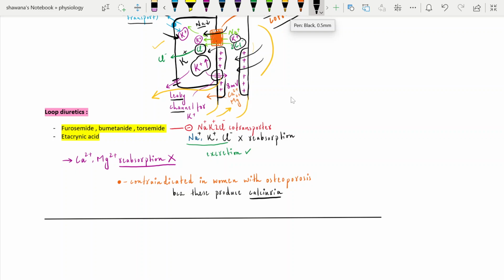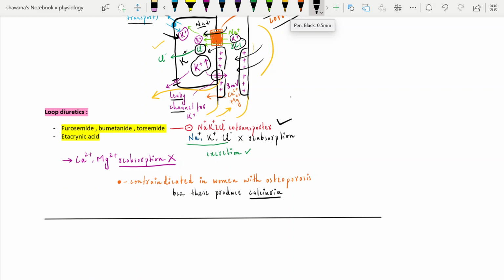The last topic for today's discussion is loop diuretics. Loop diuretics are drugs, for example furosemide, bumetanide, torsemide, and ethacrynic acid. These are used for diuresis purposes. Okay, these block the function of the sodium potassium 2 chloride cotransporter. When these loop diuretics block the function of the sodium potassium 2 chloride cotransporter, sodium cannot be reabsorbed, potassium cannot be reabsorbed, and chloride cannot be reabsorbed. And apart from reabsorption, they are excreted along the drain.